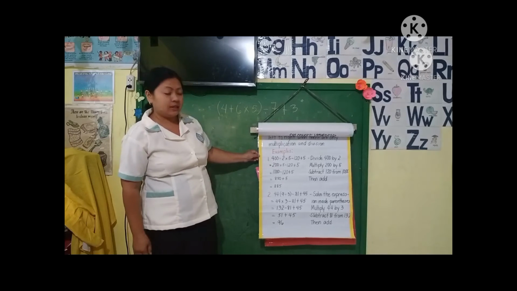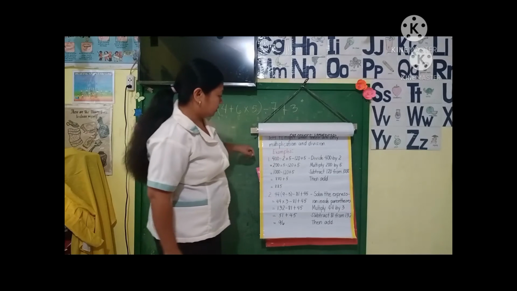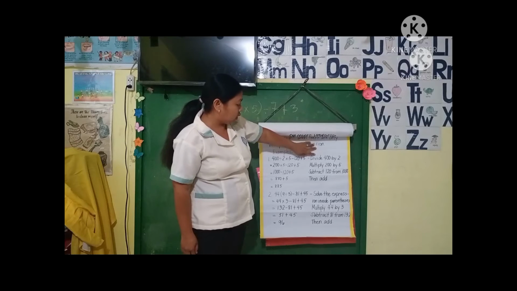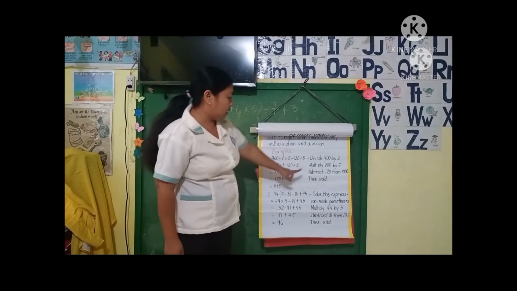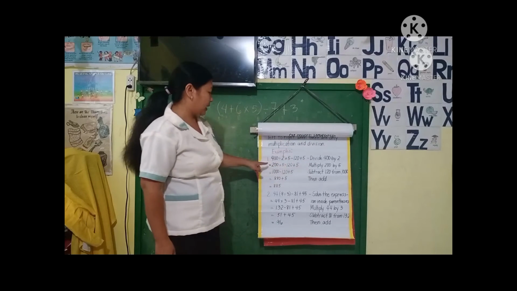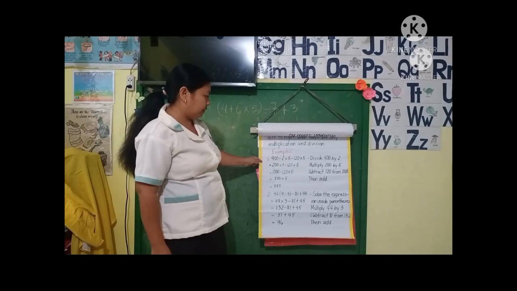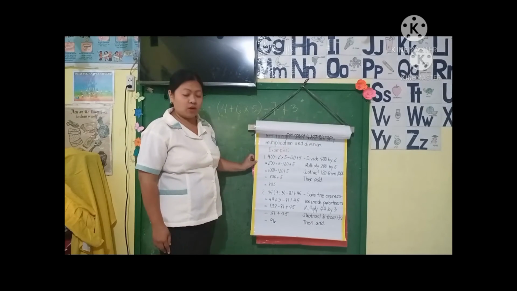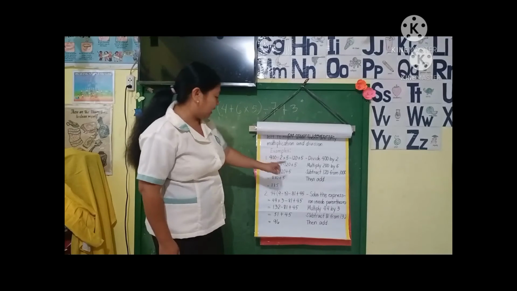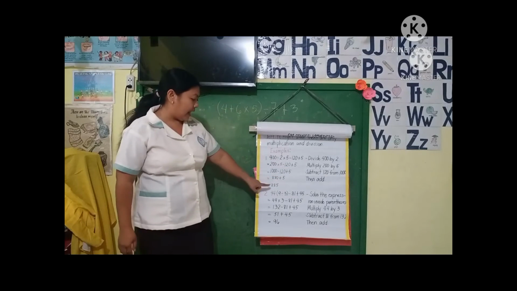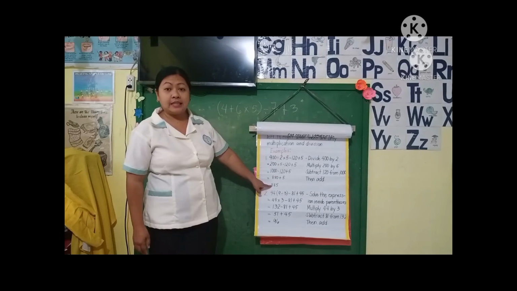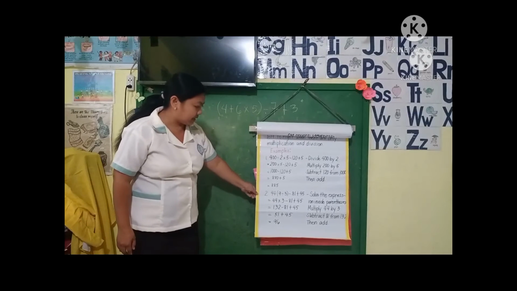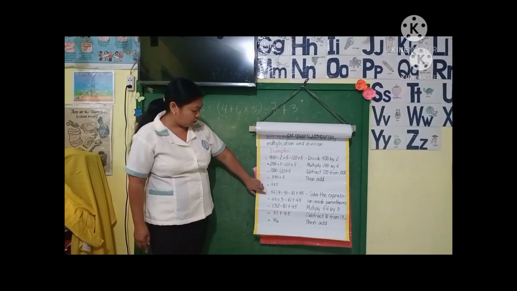So how do we get the answer? First, divide 400 by 2. And then multiply 200 by 5. And then subtract 120 from 1000. And then add, so you can get the 885.